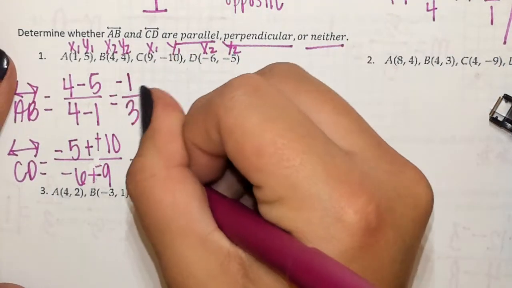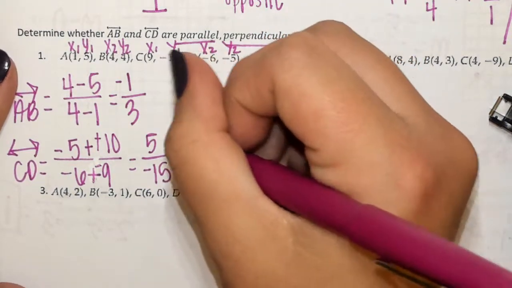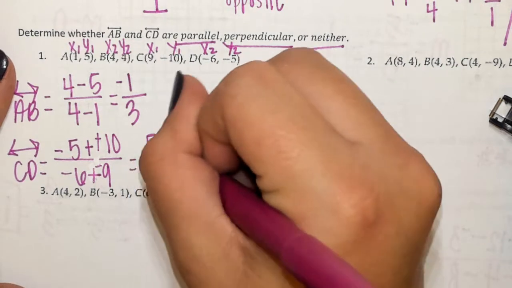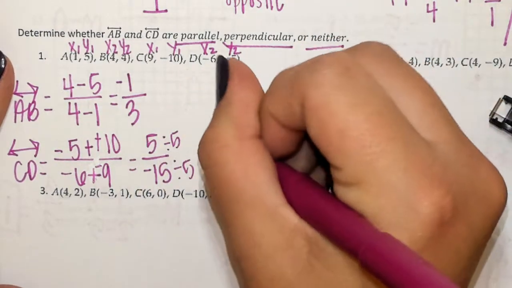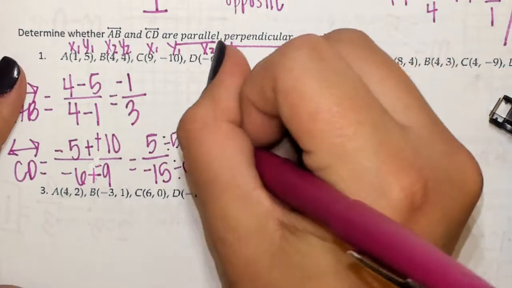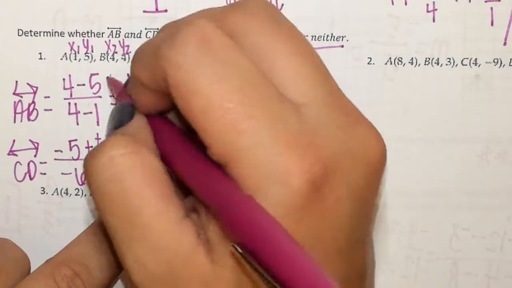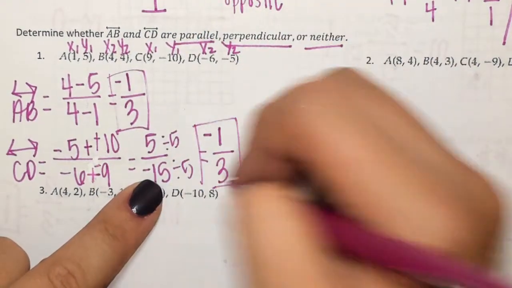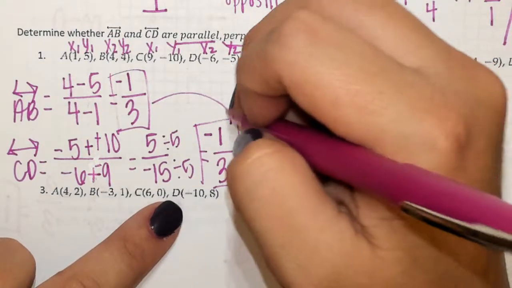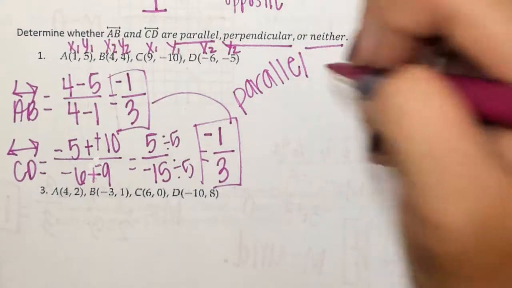So now it's -15. But can I reduce this? What goes into 5 and 15? 5. So 5 divided by 5 is 1. 5 goes into 15 3 times, but it was a negative, so it stays negative. So we have -1/3 and -1/3. What kind of lines do these lines make? Parallel, because they are the same.